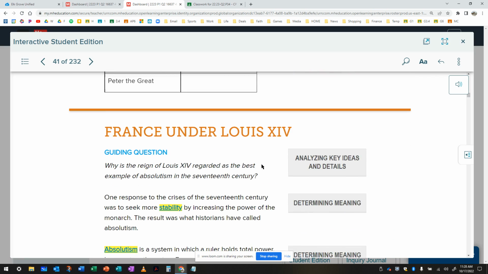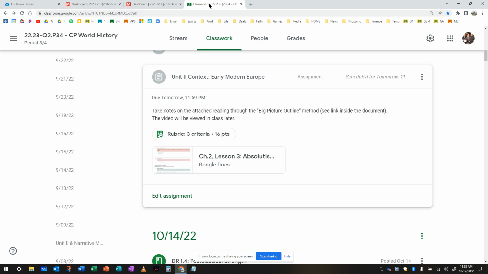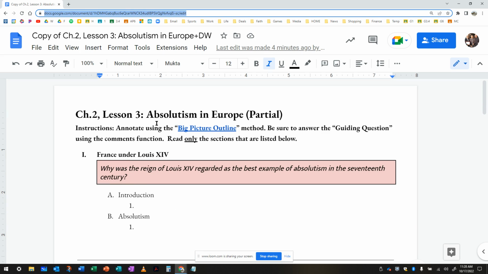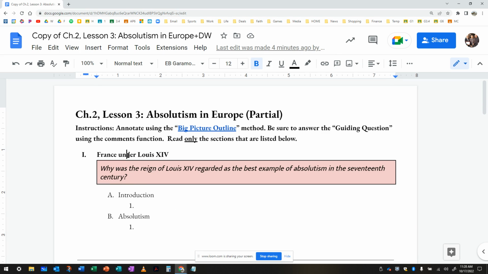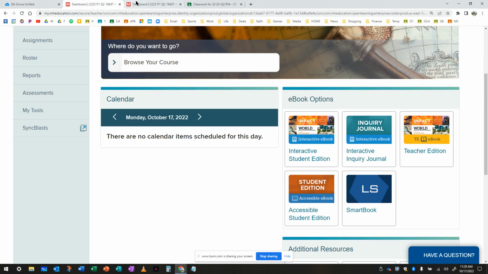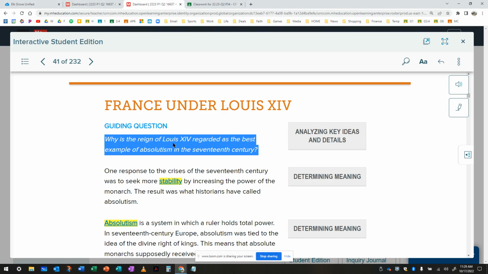But as we go on, you're going to find the first major heading here. It says France under King Louis XIV. Okay. And if you go to your notes taking section, go and open up this document, and you're going to go ahead and find this page right here. Okay. Here's the title, France under King Louis XIV. Okay. And if you're coming back to the reading itself, you should find this guiding question: why is the reign of King Louis XIV regarded as the best example of absolutism in the 17th century?